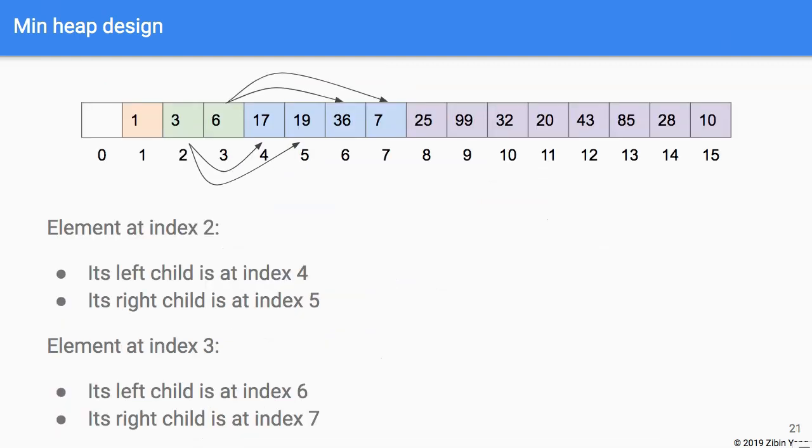What I mean by that is, let's look at an example. Let's say we're looking at the element at index 2. Its left child is at index 4, its right child is at index 5. So kind of remember those numbers. Now, the element at index 3, its left child is at index 6, and the right child is at index 7. I hope that you might start to see some patterns here.